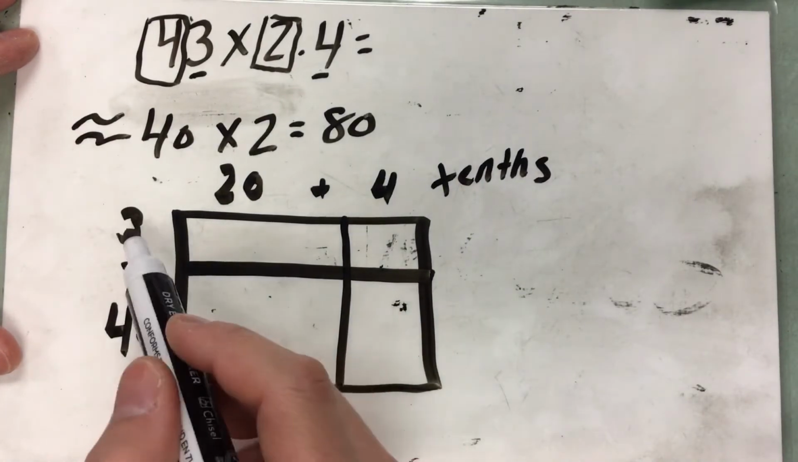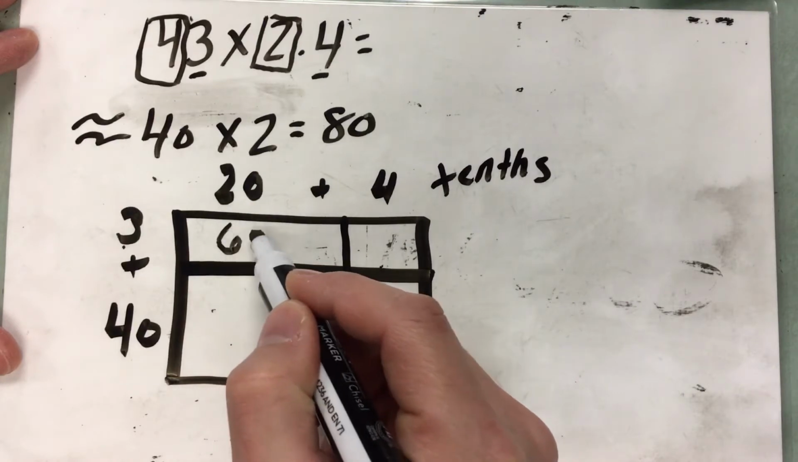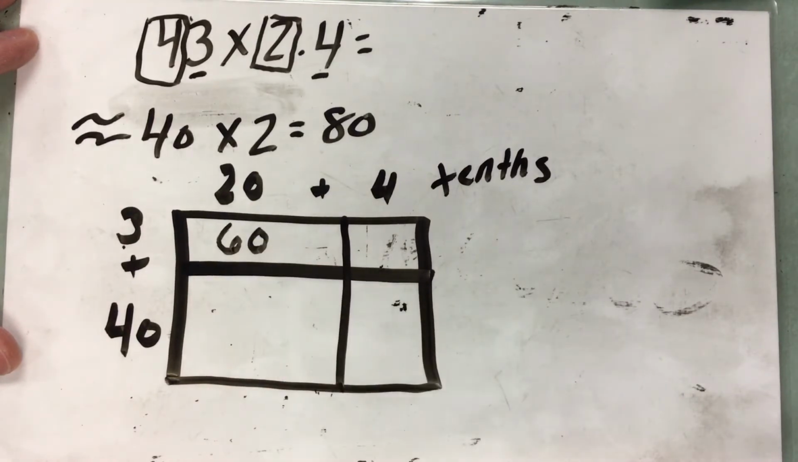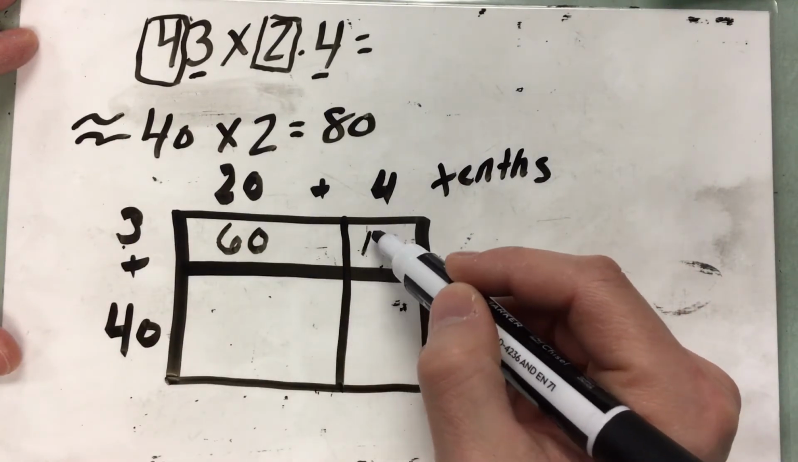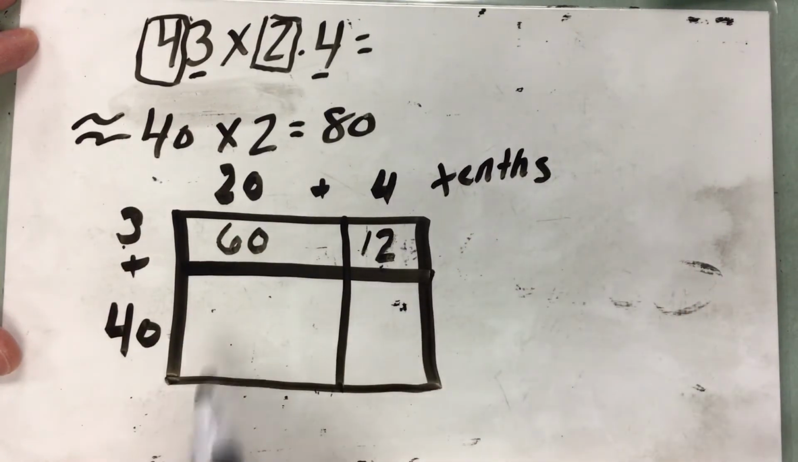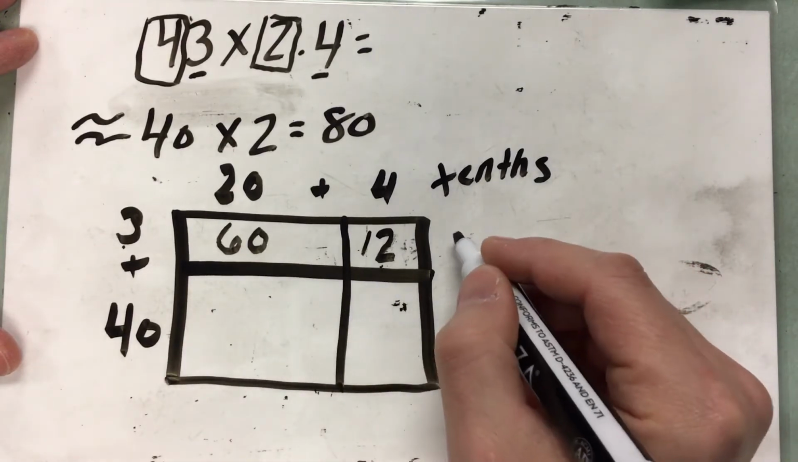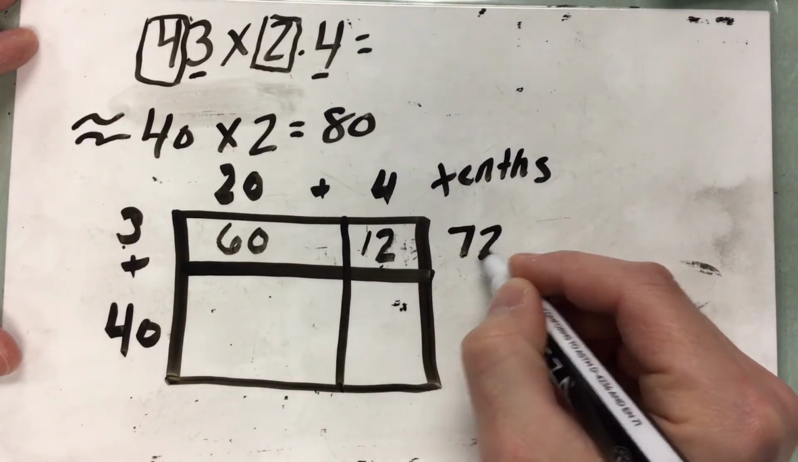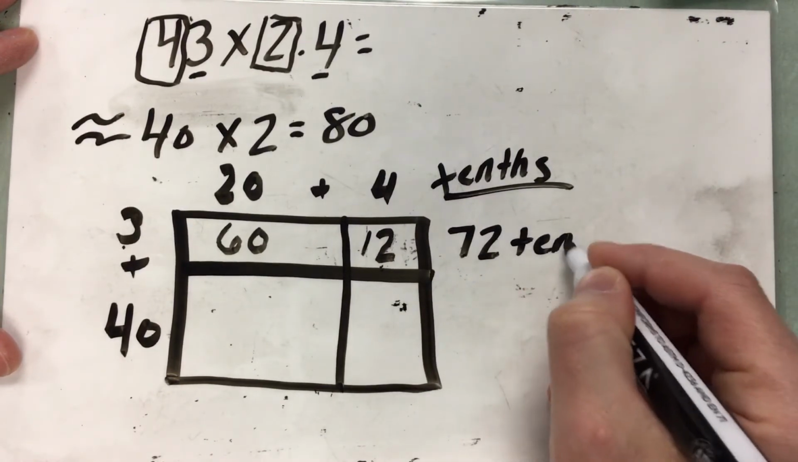Now I'm going to multiply. So 3 times 2 for this area is 6 plus a 0, so that's 60. And then 3 times 4 here, we have 12. Let's go ahead and add across to get our partial product. 60 plus 12, that would give me 72. But remember our unit, this is tenths, so we'll have 72 tenths.